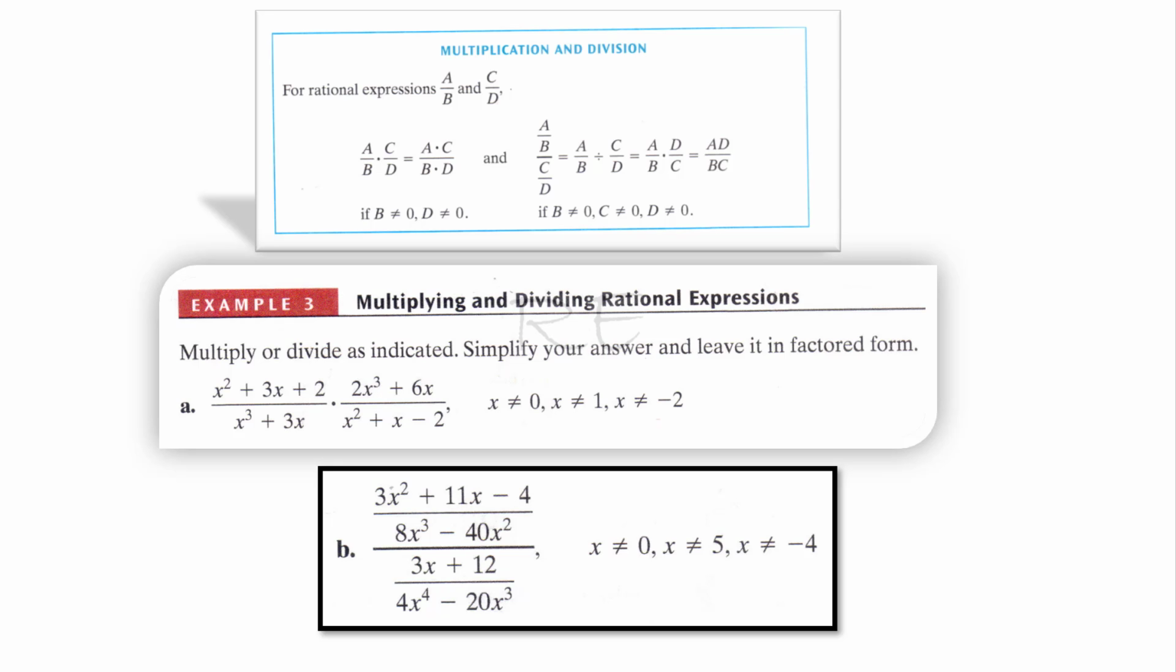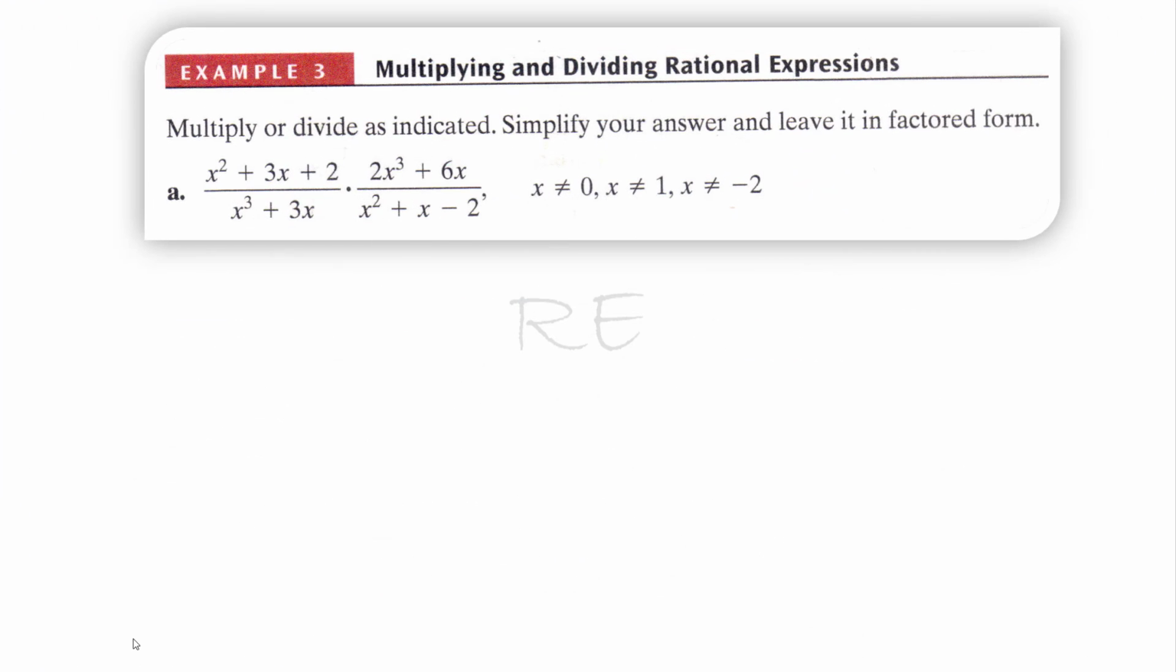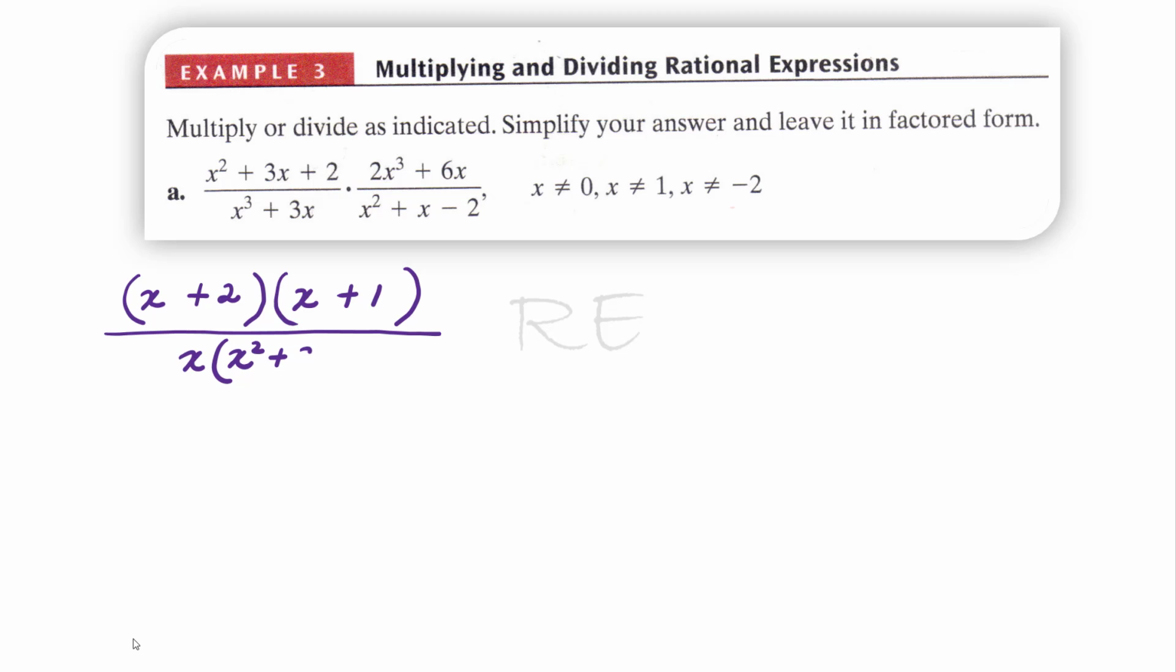Multiplication and division. First, let's multiply these two rational expressions. We're going to factor the numerator of the first rational expression. X squared plus 3x plus 2 is x plus 2 times x plus 1. We're going to factor the denominator, x times x squared plus 3.